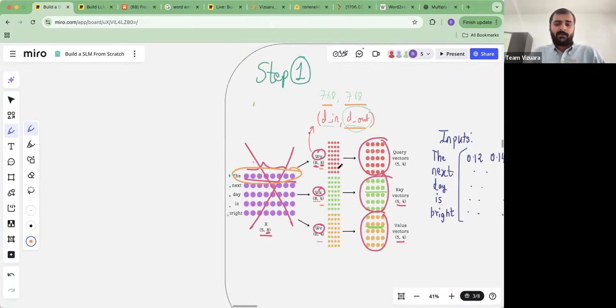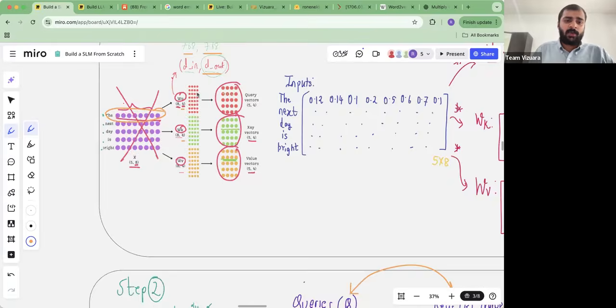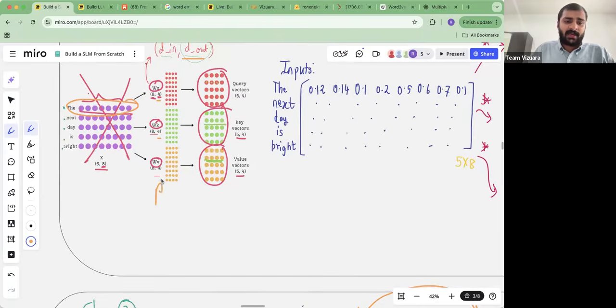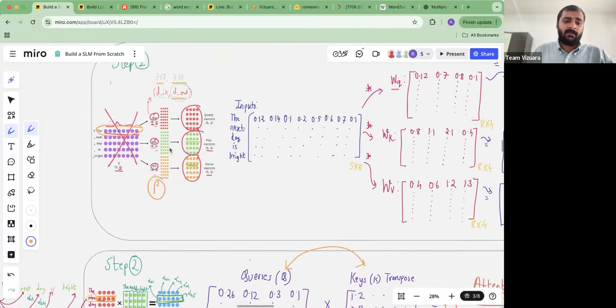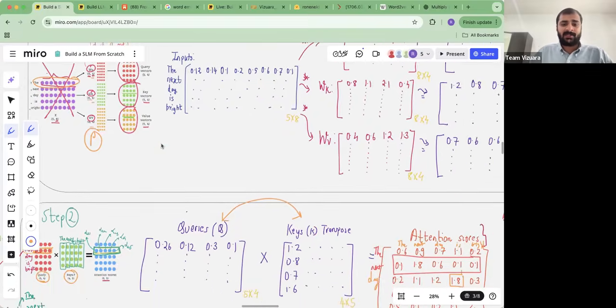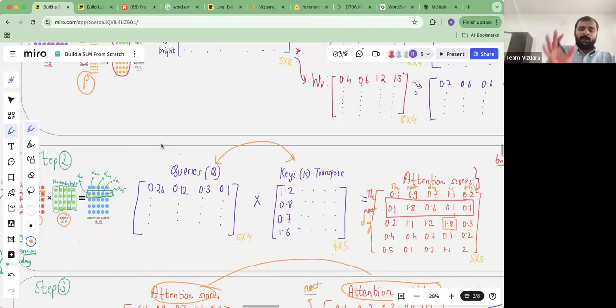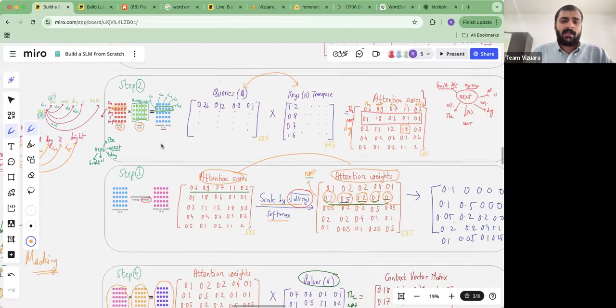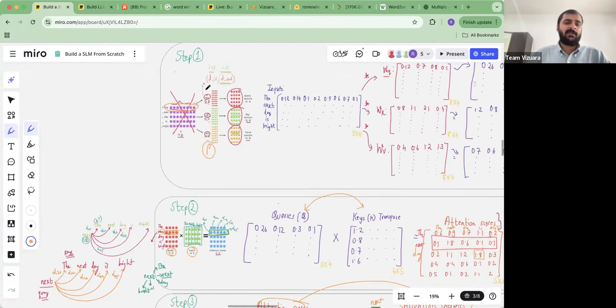Now, remember that all of these matrices are randomly initialized. WQ, WK, WV, these are trainable parameters. We don't know them beforehand. All of those are randomly initialized, and through the backpropagation procedure, we'll slowly try to find the best values of these parameters.